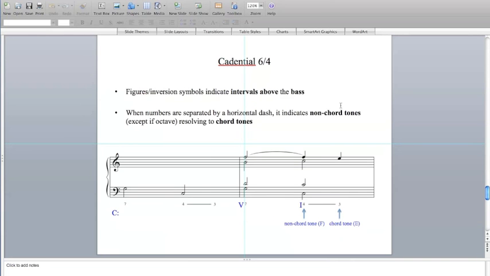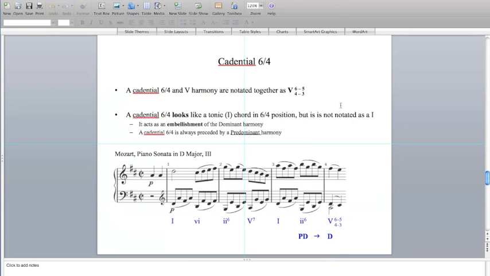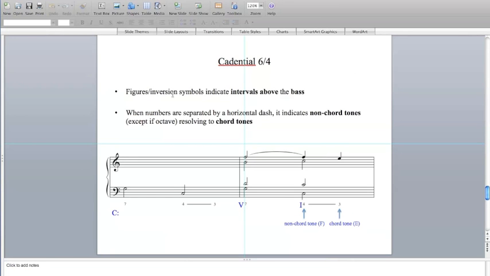Anytime you have two numbers separated by a dash in this way, just to review for a moment, you know how suspensions work. You learned about these earlier in this semester. When you have two numbers separated by a horizontal dash, it always indicates you're going from non-chord tones, unless it's an octave above the bass, non-chord tones to chord tones.